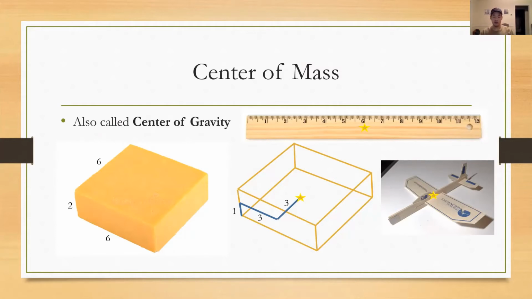So that was a ruler. Let's think about a three-dimensional shape. You see in the picture there is a block of cheese. I have something similar, except this is a block of wood. It's not a block of cheddar cheese.